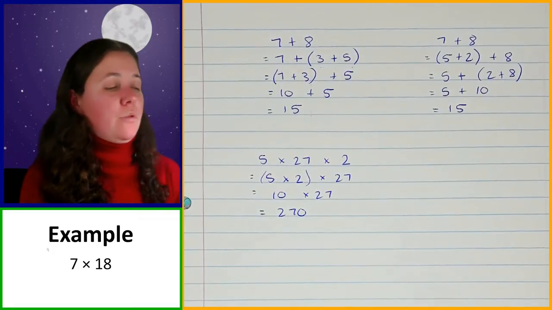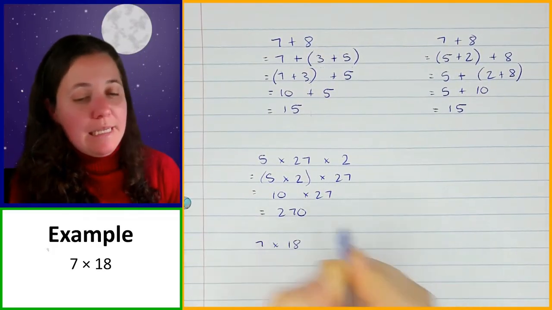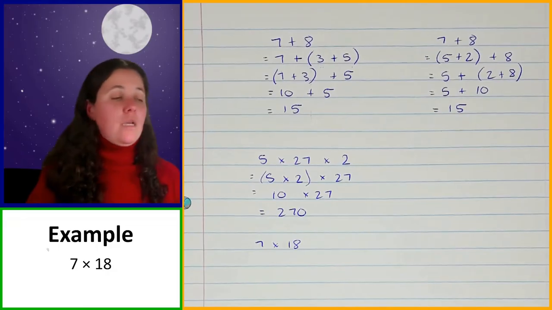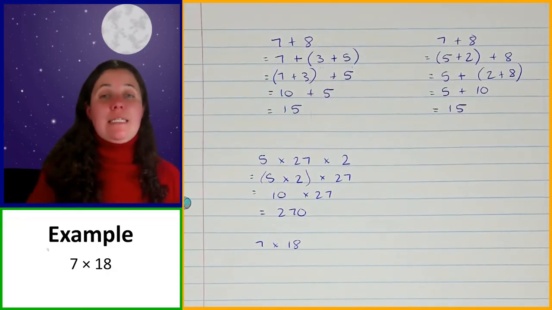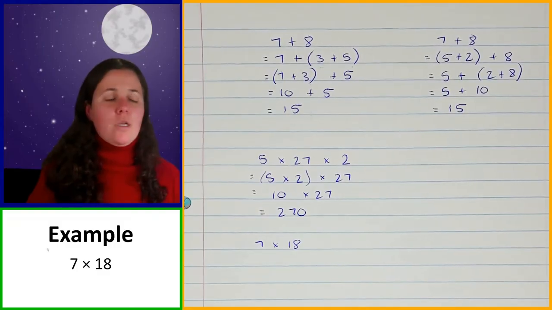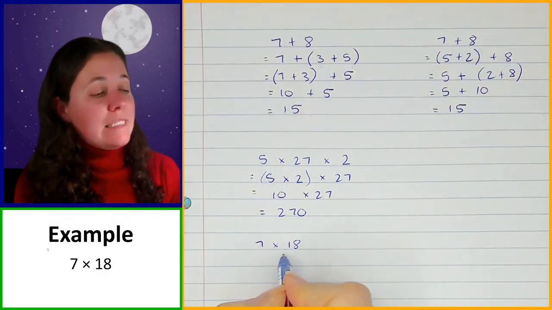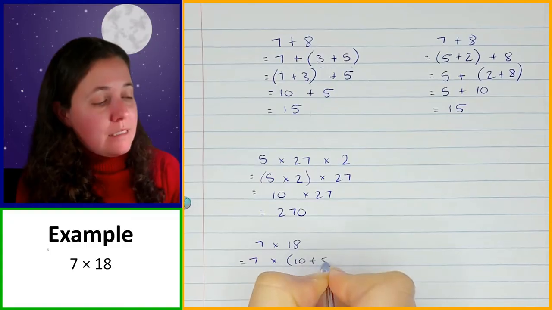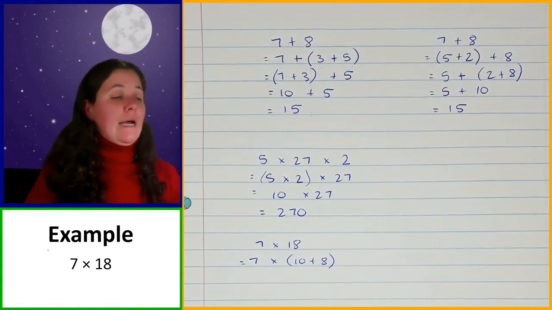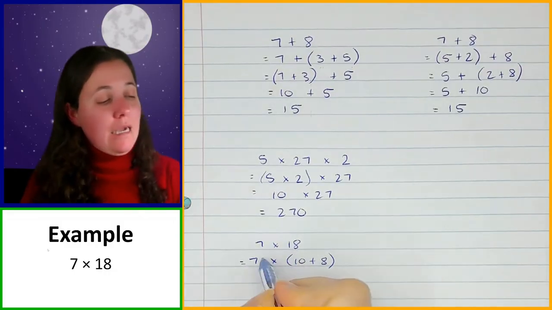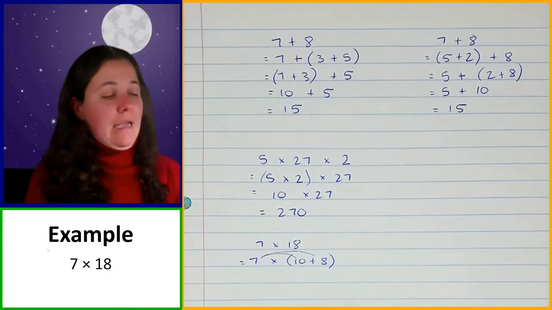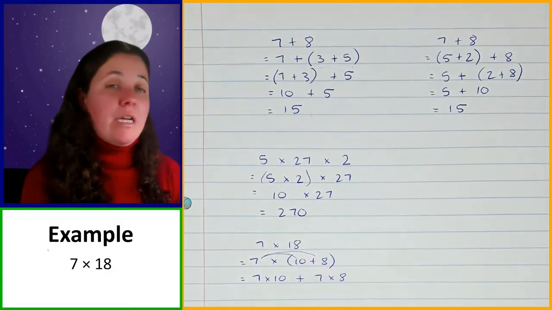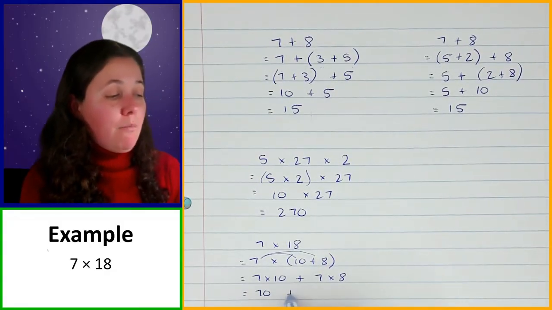Let's have a look at another example. Here we've got 7 multiplied by 18. Okay, well, 7 times 18, we are going to be using the distributive law. 7 times 18 is, in your head, not going to be very easy to do. But what we can do is say that 18 is the same as 10 plus 8. And now I can distribute the multiplication into that bracket, and I know that that is going to multiply in there, and that means I can multiply them separately. So this is 7 times 10 plus 7 times 8, and now I can do them separately. So that means I have 70 plus 56.